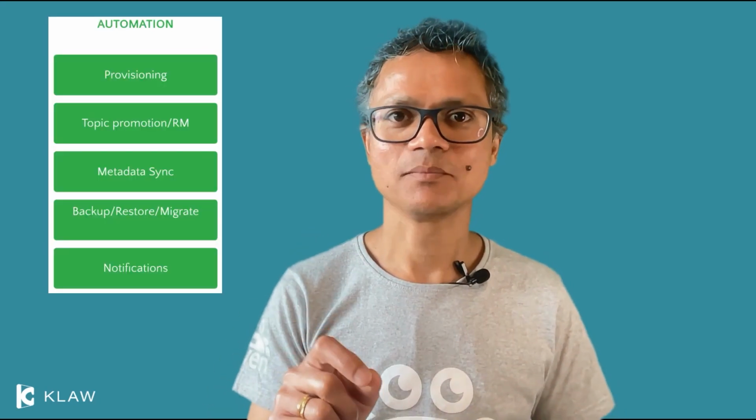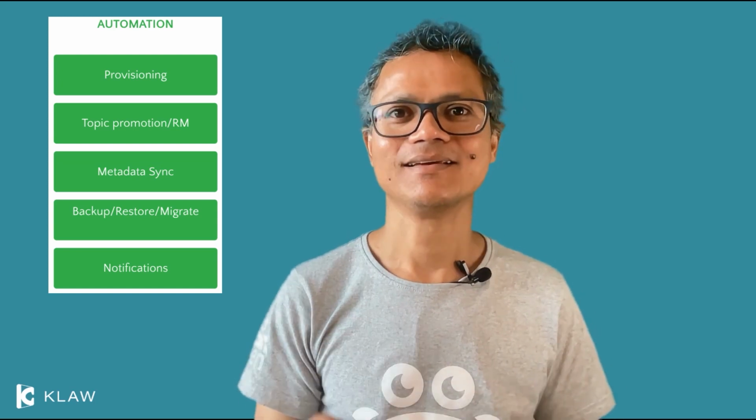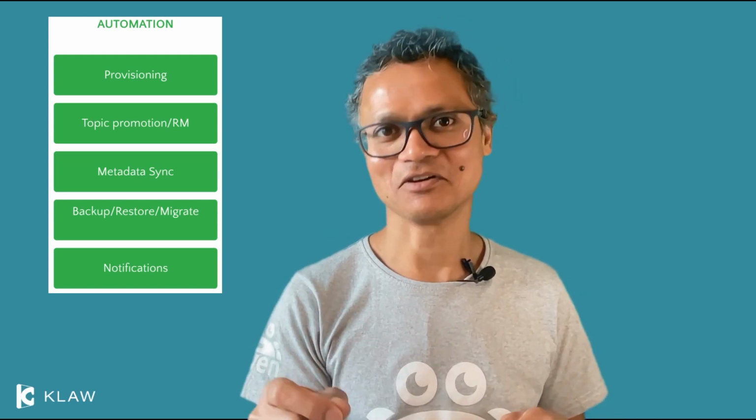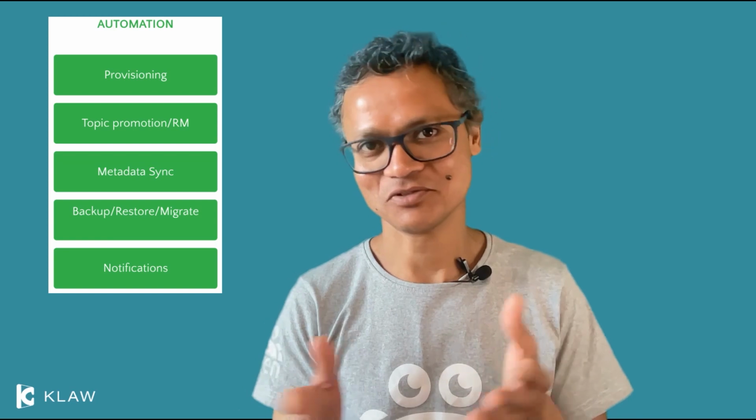And the last and the most important one is automation, because it enables easy provisioning of configurations and allows a smooth promotion of topics across different environments. One important thing I would like to mention is about the metadata on Klaw and the actual data on the Kafka cluster. It can be synchronized at any point of time. Metadata on Klaw can be synchronized back and forth from Kafka clusters to Klaw or from Klaw to Kafka clusters.